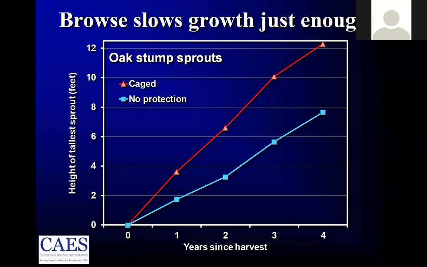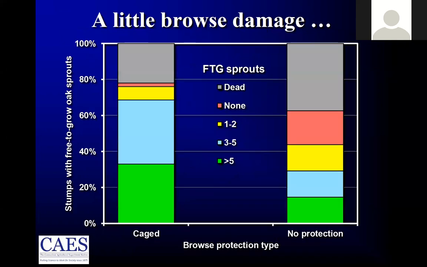And here's a graph with years since harvest on the bottom and the height of the tallest sprout in feet for the oaks. And you look at the difference between caged, which are the red triangles, and where they weren't protected, in the blue squares. And it really only reduced the growth rate by 1 year. So you wonder, well, do we want a cage? But you have to remember, everybody else is growing out there. All the birches, all the red maples, and in Ohio, the locust, everybody else is growing. And they're actually able to overtop the oaks.